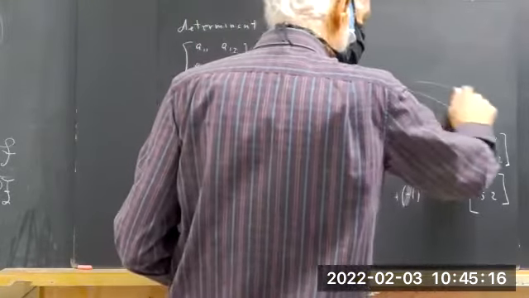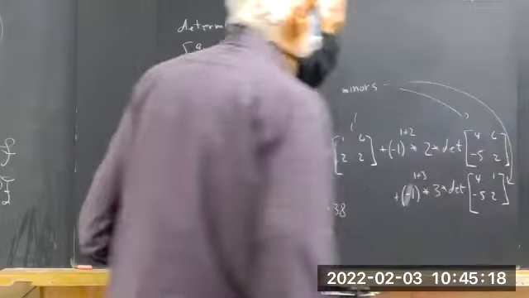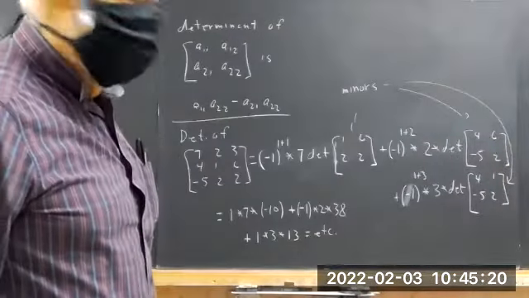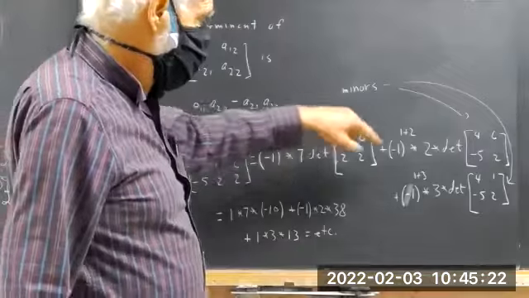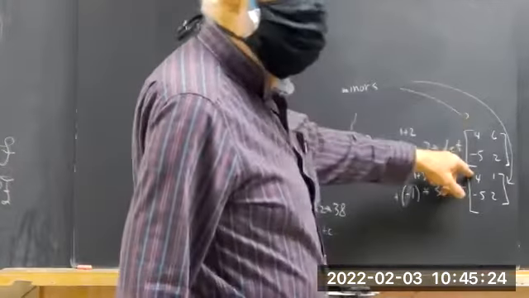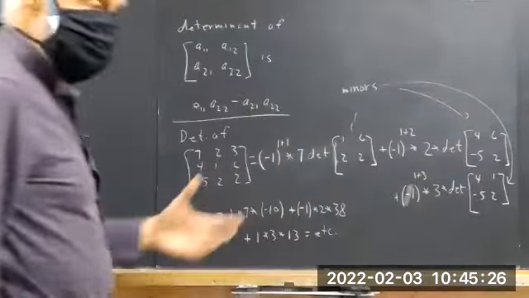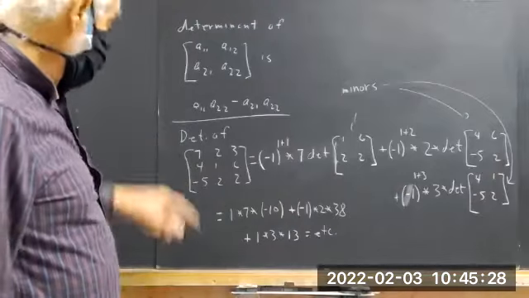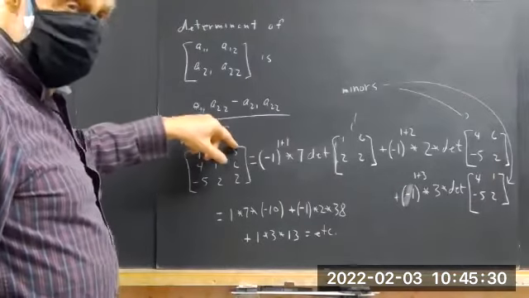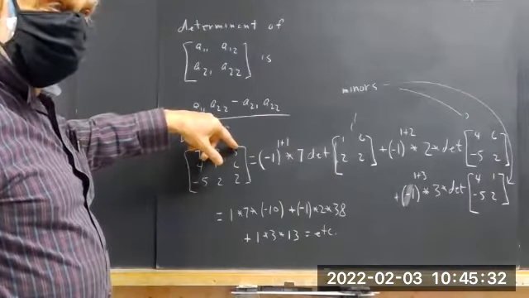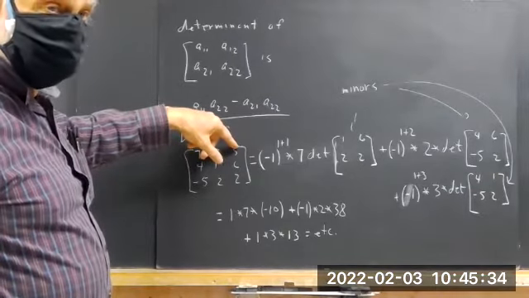Call these three matrices minors. This is your 1,1 minor, your 1,2 minor, and your 1,3 minor, because it came when you omitted the row and column of the 1,1, 1,2, and 1,3 elements.